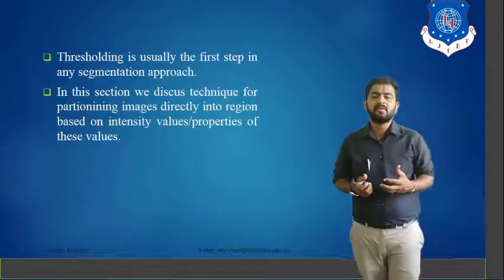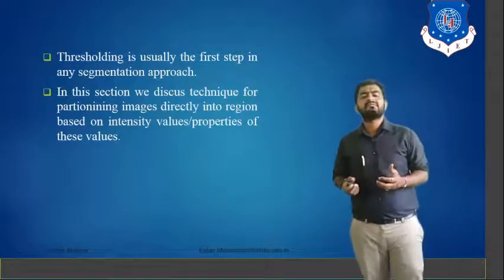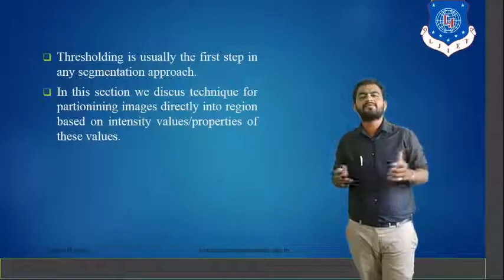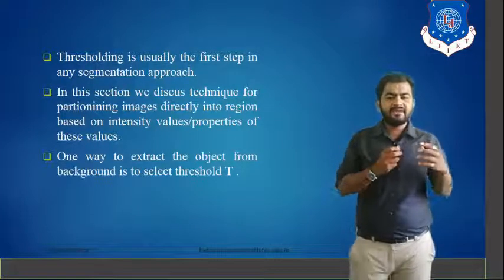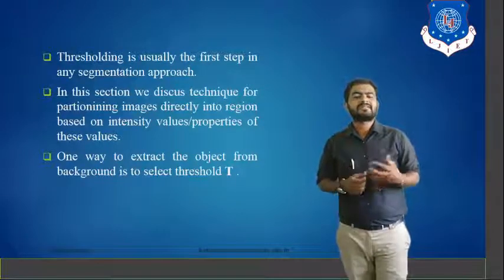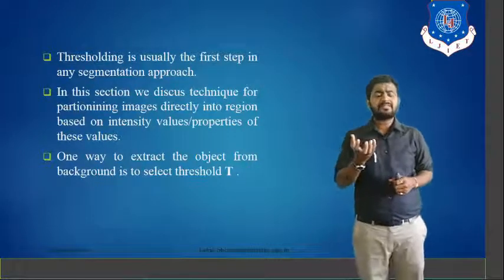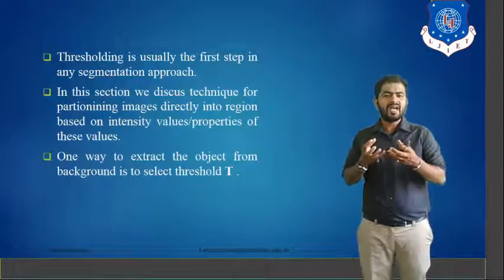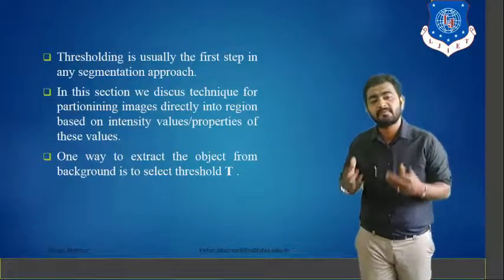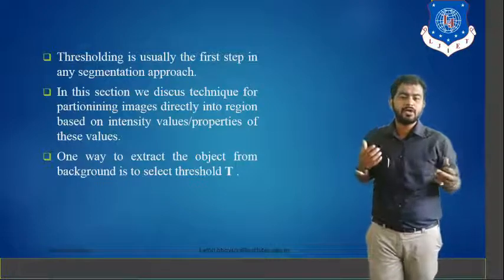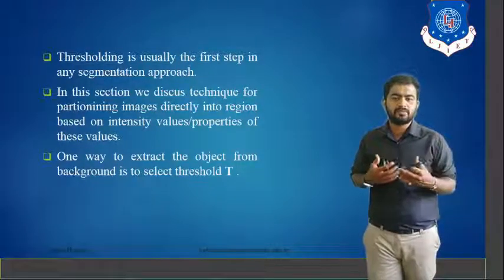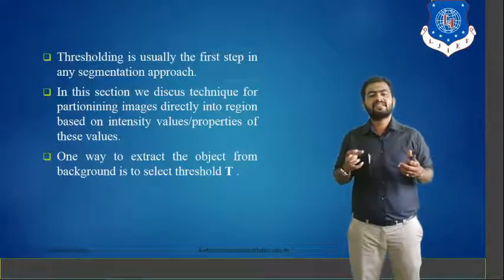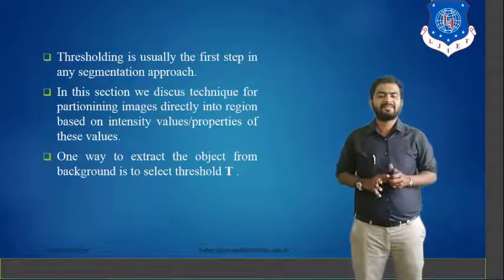So whenever we are talking about a thresholding based technique, we have to deal with a technique for partitioning the image and also an intensity value based or property based technique. And one way to extract the object from the background is by selecting a threshold. Whatever data you want to extract or retrieve from the image, thresholding plays a main role in differentiating the background and the object. So we get better data from the object point of view, and we can extract the information and remove the background using the segmentation based technique.